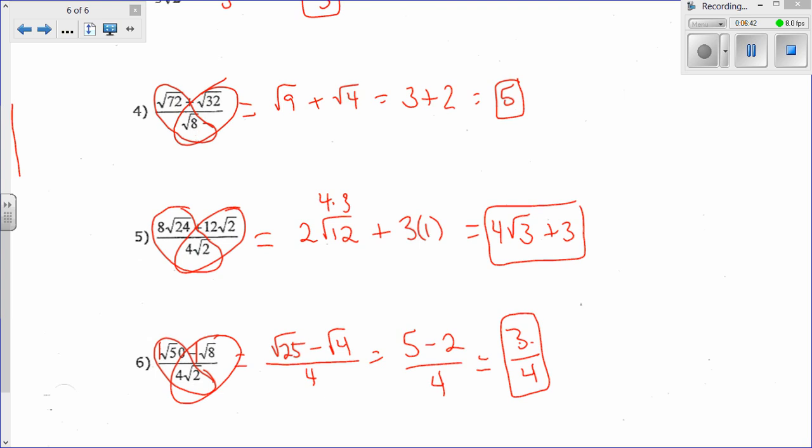And that's all there is to it. Dividing radicals is really quite easy.